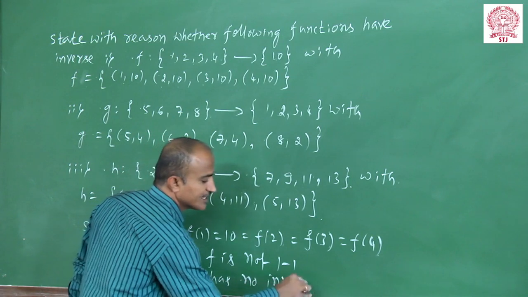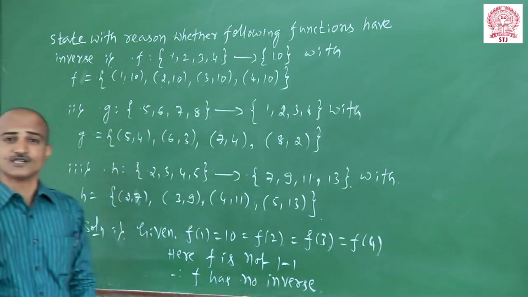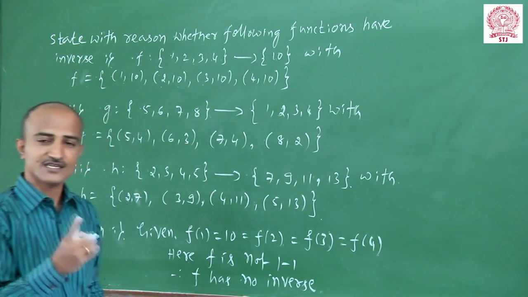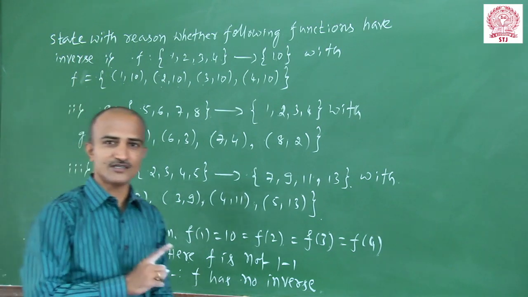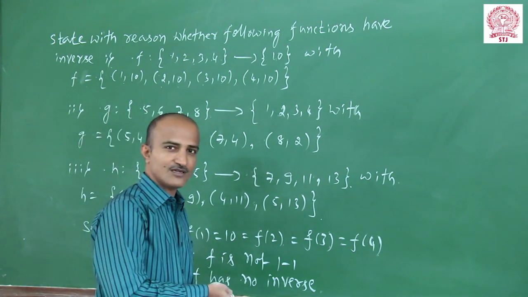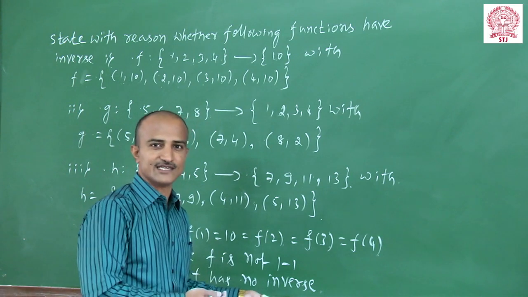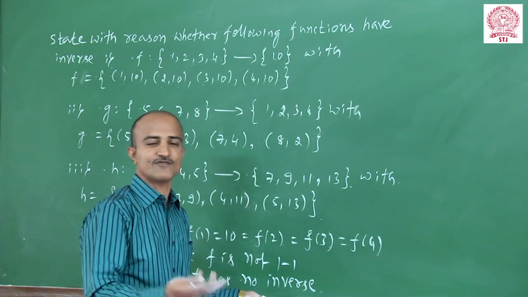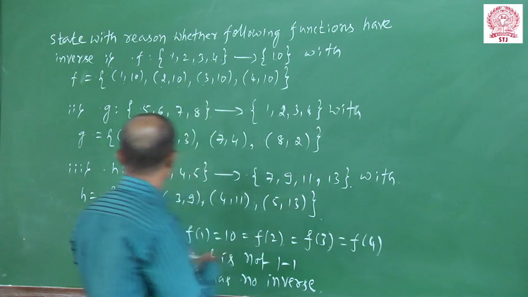An inverse of a function exists only when the given function is bijective, which means it should be both 1 to 1 and onto. Whenever it is not 1 to 1, clearly that function is not bijective. Whenever it is not bijective, we do not find its inverse. Look at the second example.